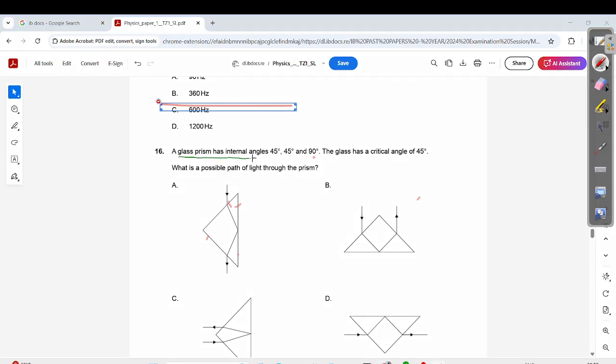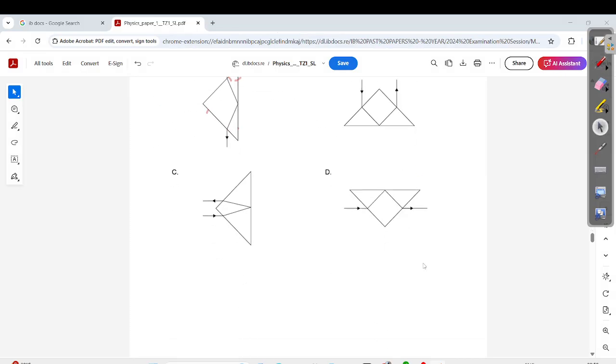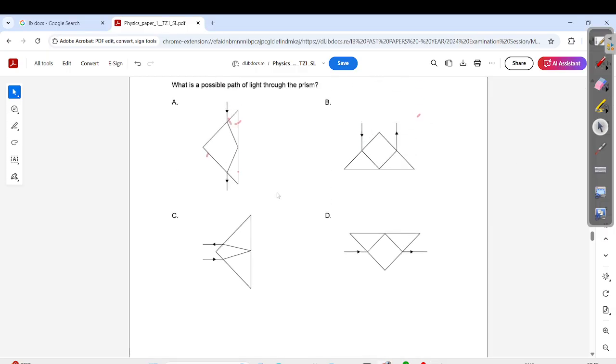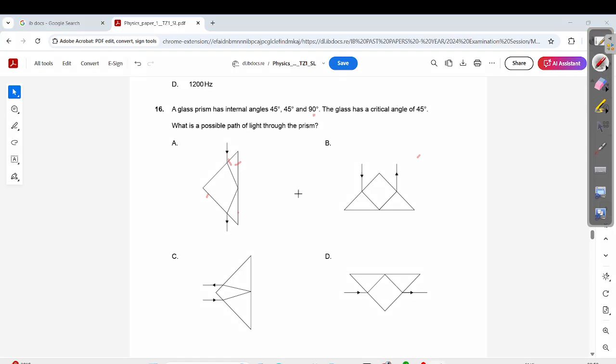A glass prism has internal angles 45 degree, 45 degree and 90 degree. The glass has a critical angle of 45 degree. What is the possible path? In these four, which will be the possible path? Any guess on which will be the possible path? The correct answer actually is A. Why is it so? Any guess why the correct answer is A?